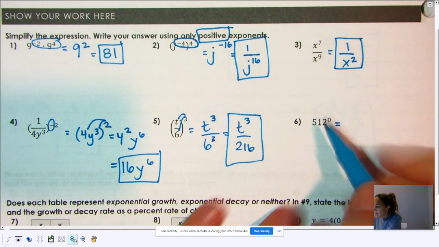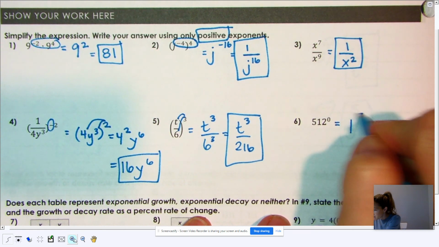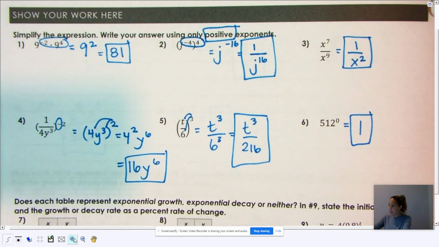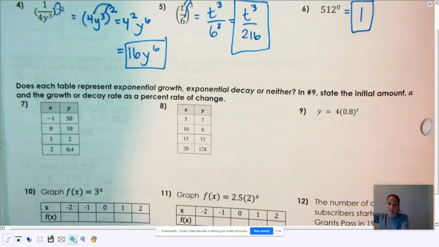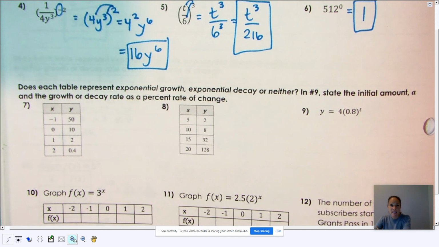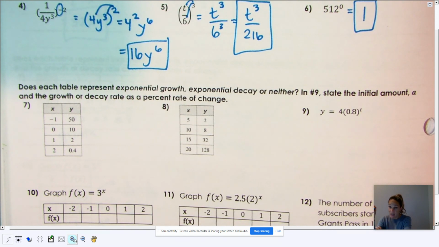So then anything to the 0 power equals 1. Super duper easy. Okay, next problems. We need to look at the tables and decide if they are exponential growth, exponential decay, or it could be neither, right? If we're adding or subtracting the same thing each time, even if it's getting bigger and getting smaller, like growing or decaying, those wouldn't be an exponential model, those would be linear. Or sometimes if there's no pattern at all.